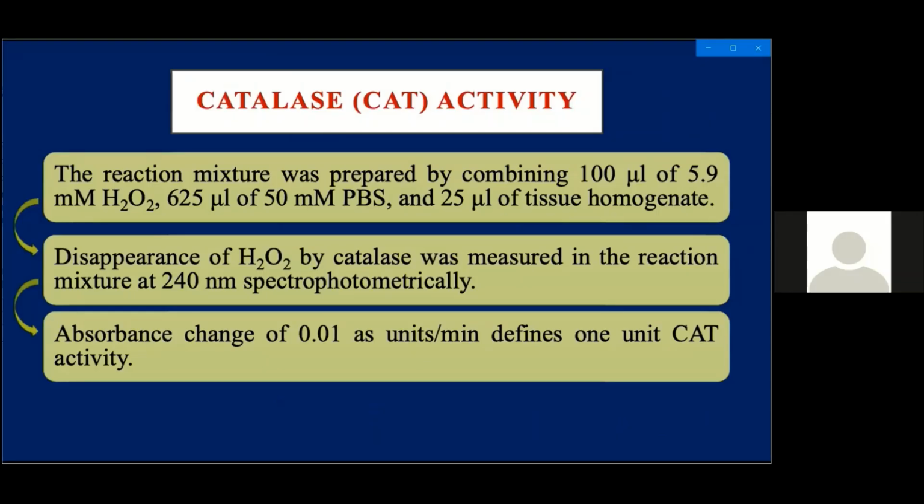The next experiment we performed was the catalase activity, and here H2O2 was used as the substrate. We used the tissue homogenate to find out the level of catalase, and disappearance of H2O2 by catalase was measured at 240 nanometers spectrophotometrically. Absorbance change of 0.01 as unit per minute defines 1 unit of CAT activity.